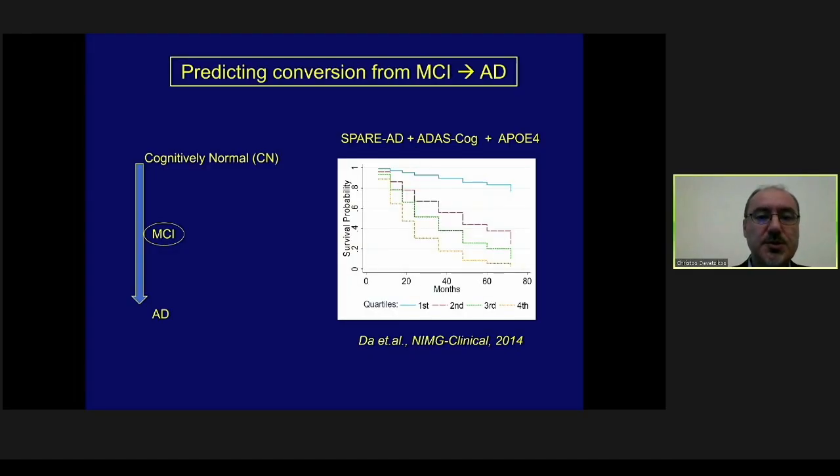The goal would be to identify these imaging signatures at earlier stages, such as MCI or even cognitively normal states. And this is some work we published back in 2014, where we showed that a combination of the SPARE score, the structural imaging signature of Alzheimer's disease, ADAS-Cog, a cognitive test, and ApoE4 genotype in combination were very good at predicting which of these MCI individuals would progress to Alzheimer's disease over several years and who wouldn't.